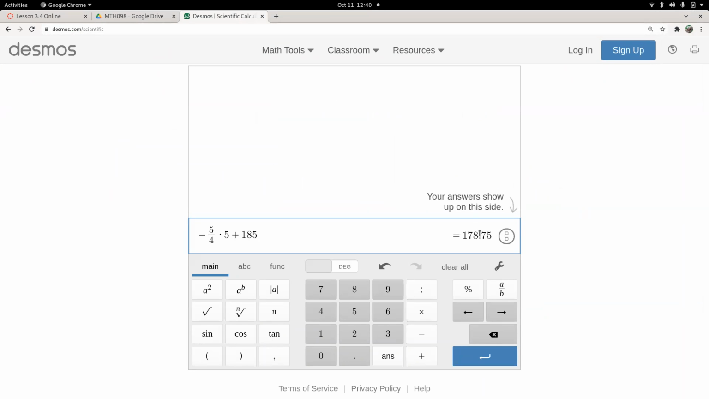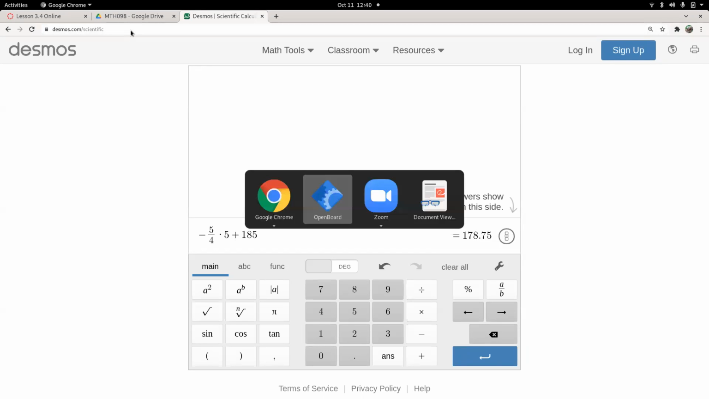And I get a fractional weight of 178.75. I could get it in fraction mode, but would we really tell somebody, hey, I weigh 715 pounds, right? No, we wouldn't. We'd go with that one. So they both have their pros and cons. This one's better for communication. I'm going to go with that for my answer, 178.75.